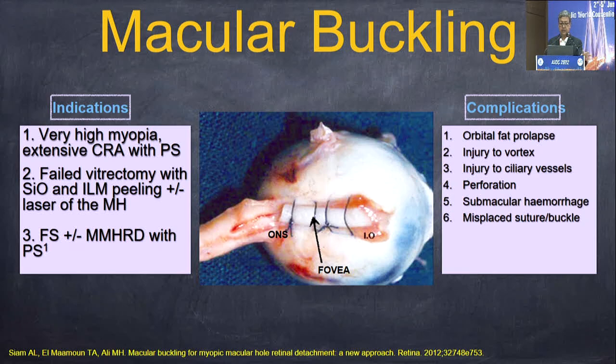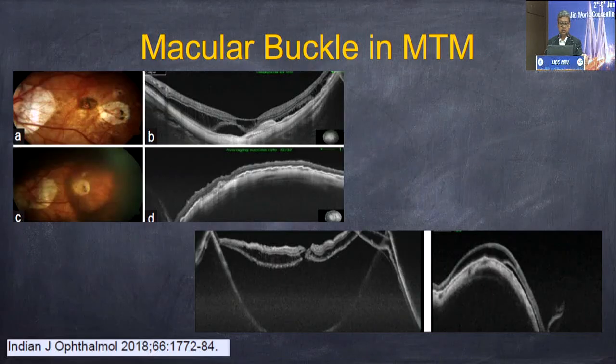This kind of macular buckle can be used in a very deep-seated eye, a very long eye, where the posterior staphyloma is quite large and you think your instrument cannot reach up to the posterior pole. This is a sample which has been published by Dr. Pradeep. There is a macular hole detachment in the posterior pole with a subretinal fluid, both cases, and it has been tackled quite well with a macular buckle.